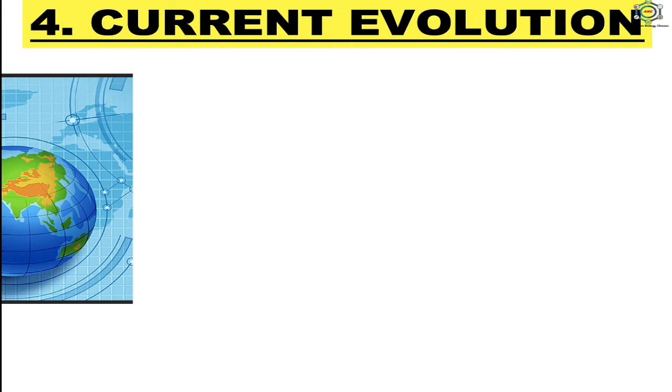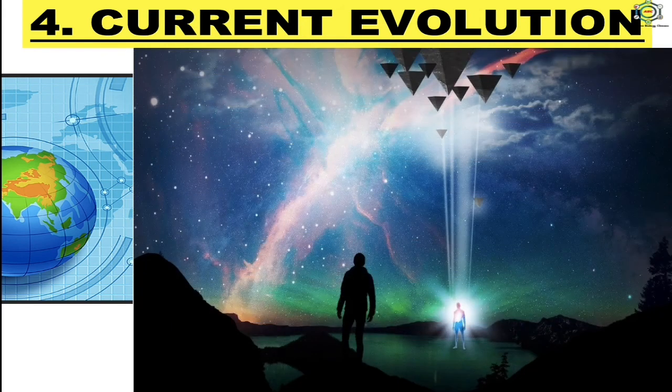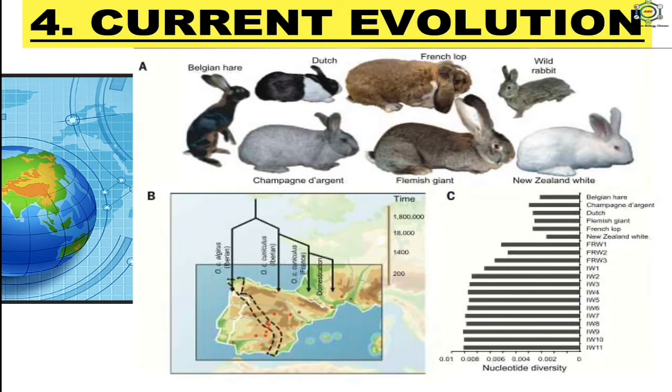And now, the last one, that is the current evolution. It is interesting to note that evolution is occurring in nature even now. Rather, it is taking place more rapidly than in many of the past ages. Some remarkable instances of the evolutionary changes noted within historic time are mentioned here, in which the first one is rabbits.